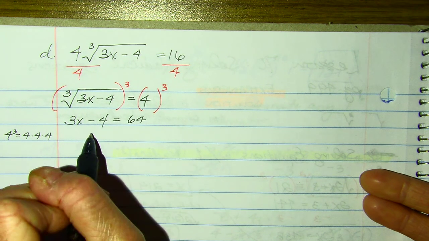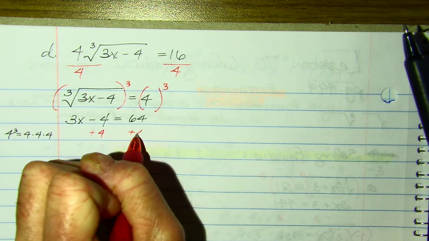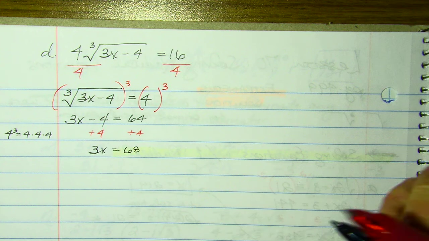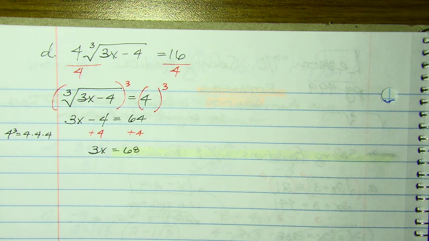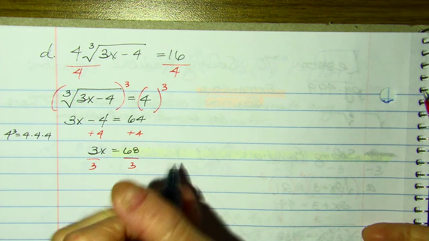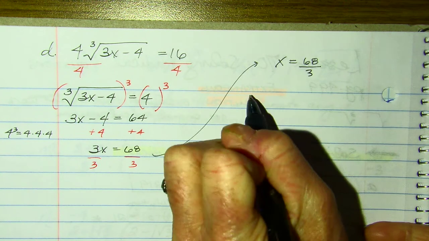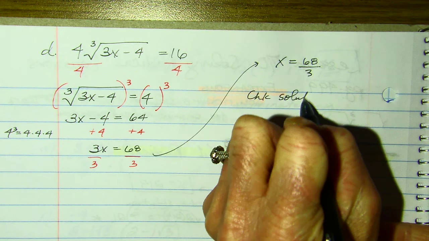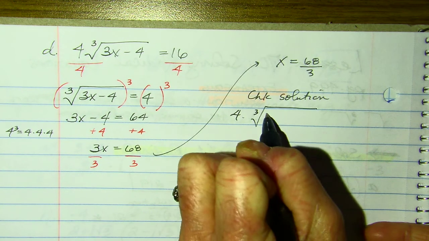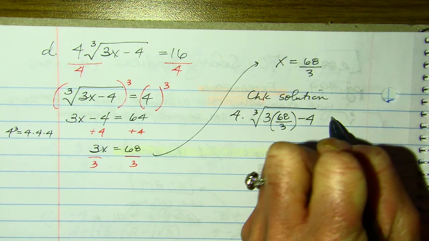All right, so I'm going to add 4. I get 3x equals 68. That is not divisible by 3, so I'm just going to write my answer as a fraction, 68 over 3. And then I'm going to check the solution. So is 4 times the cube root of 3 times 68 over 3 minus 4 equal to 16?